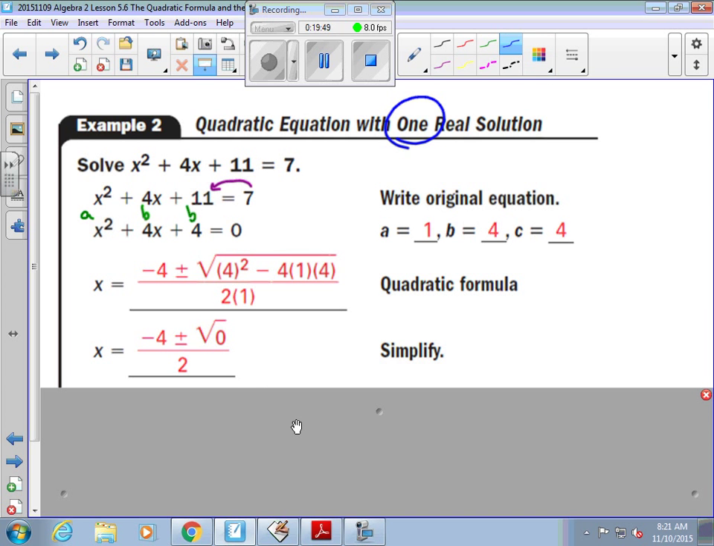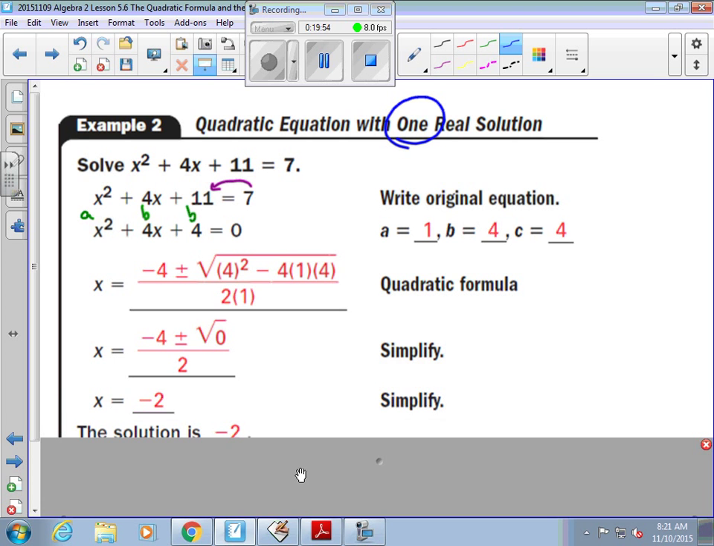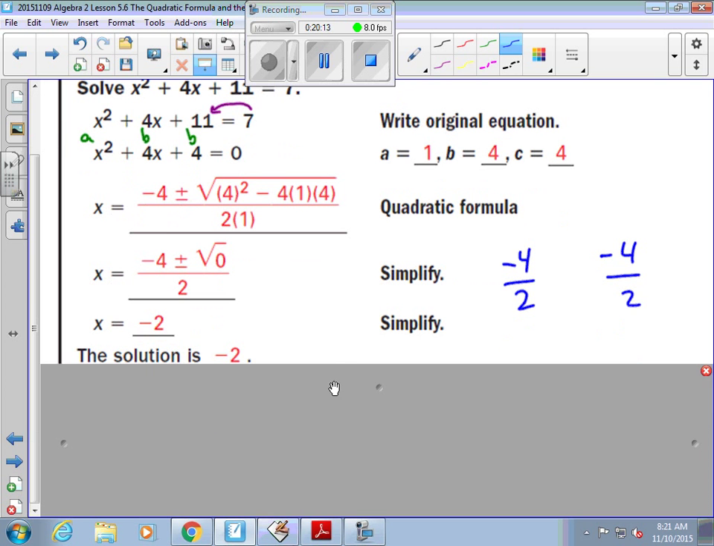Because negative 4 plus or minus the square root of 0, the square root of 0 is just 0. So it's negative 4 plus 0, which is negative 4 over 2, and negative 4 minus the square root of 0, which is negative 4 over 2. Notice both of those are the same. The solution is negative 2. That's why it only has one real solution.